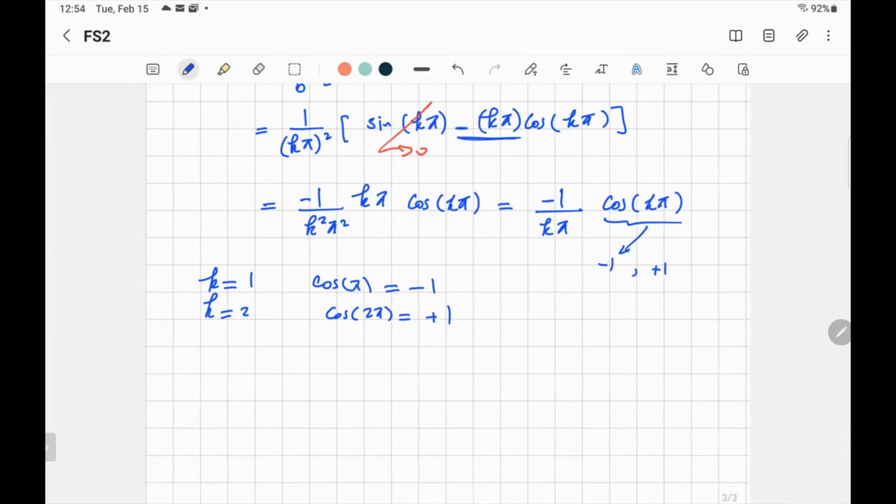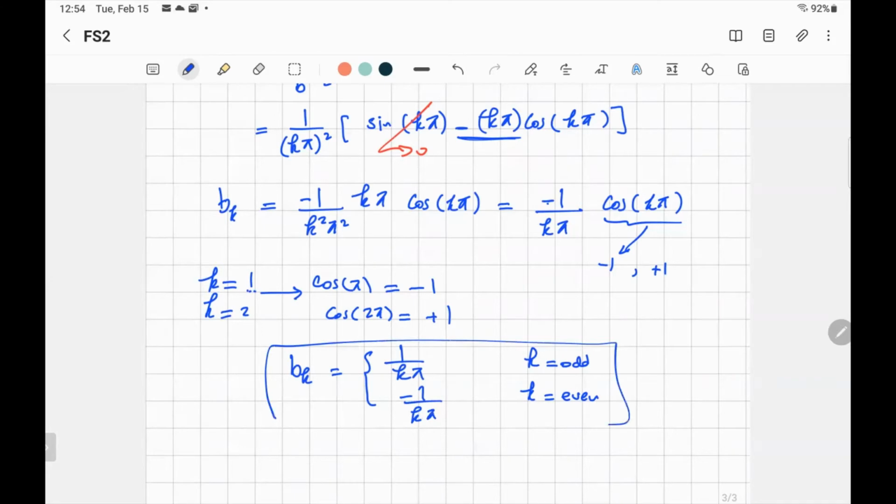Don't forget this is bk. So bk, you can write it this way. You say when k is odd and when k is even. A simple way. When it's odd, like k equal to 1, you get negative 1, so negative times negative is positive, and it equals 1 over k pi. When it's even, it's negative 1 over k pi. That's acceptable. If you write it like that, it's acceptable.